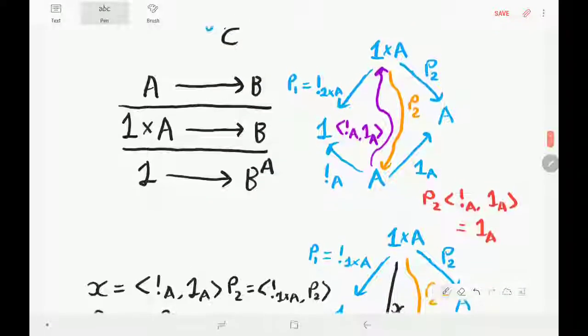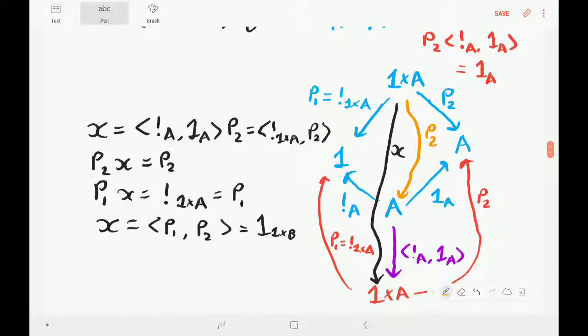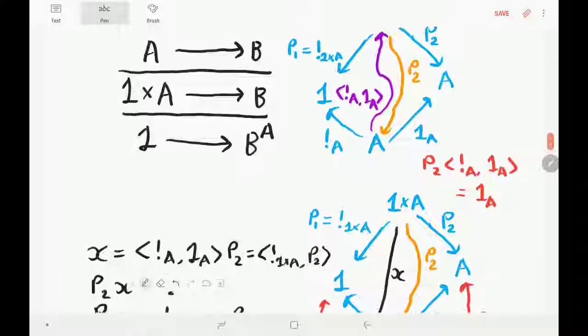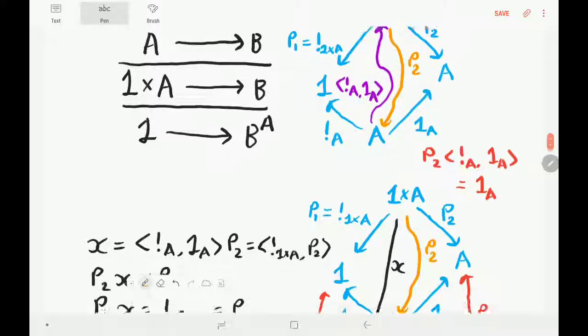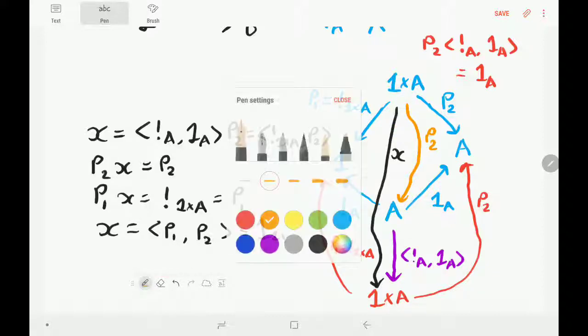But we want to do the converse as well. To prove that we have this pair of isomorphisms, we also have to show that this purple arrow after this orange arrow gives the identity on 1 times a. So let's call that composition x. We want to show that x is the identity.